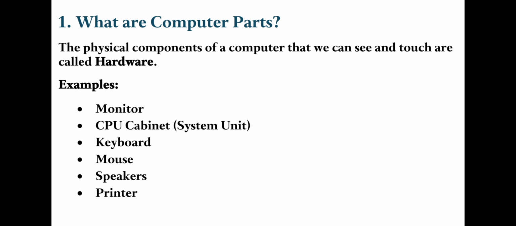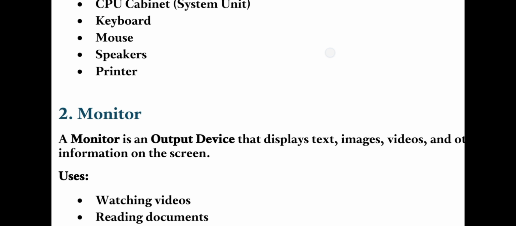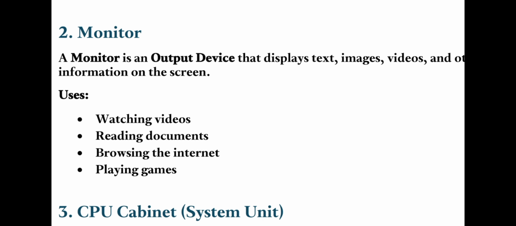The physical components of a computer that we can see and touch are called hardware. Examples: monitor, CPU cabinet, keyboard, mouse, speaker, printer. Monitor. A monitor is an output device that displays text, images, videos, and other information on the screen. Uses: watching videos, reading documents, browsing the internet, playing games.